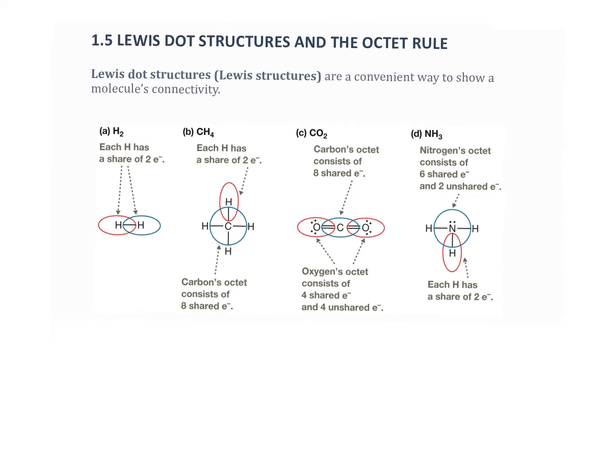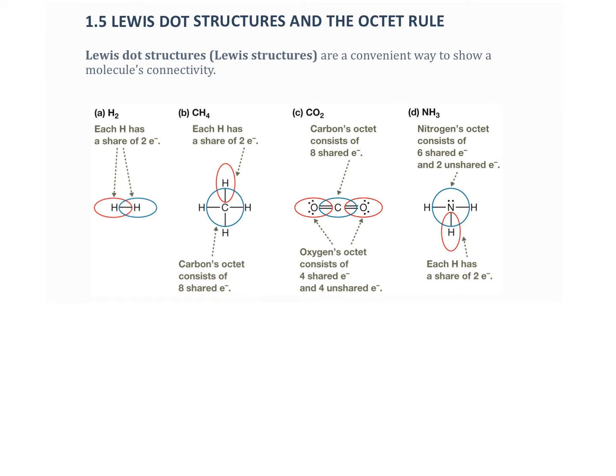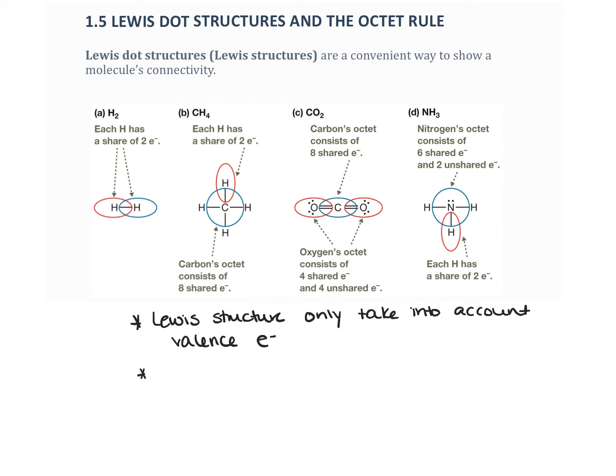One of the things to be aware of is that Lewis structures only take into account valence electrons. So we're only interested in counting up our valence electrons. The other thing to be aware of is that bonding and non-bonding electrons are going to be clearly shown. Single bonds are the sharing of 2 electrons, which you've already talked about. Double bonds 4, triple bonds 6. Each line represents a shared pair, which we can call a bonding pair of electrons.